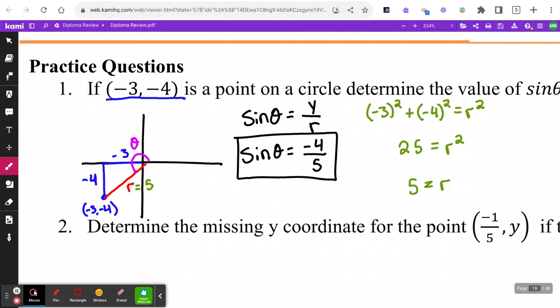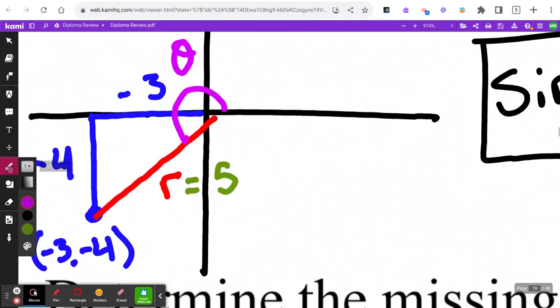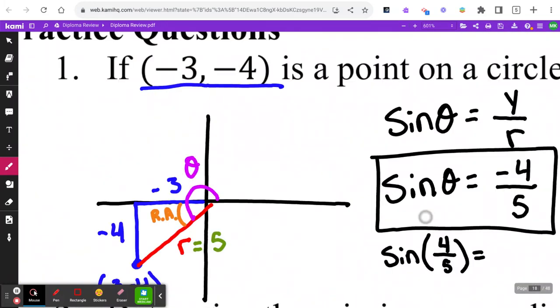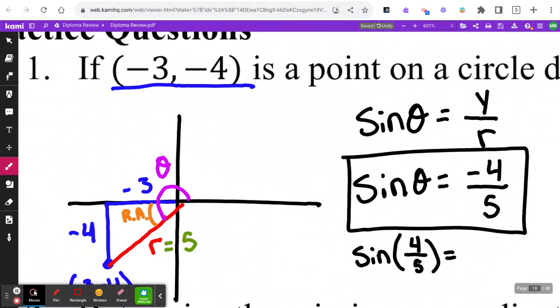If I wanted to find the angle, and assuming they want the standard position angle, I need to figure out this angle first, which is the reference angle. You find the reference angle by using sine of theta. So you would, in your calculator, go inverse sine of 4 over 5. Notice that I'm doing positive 4 over 5 because that's how you find reference angles with positive values. That'll tell you the reference angle.